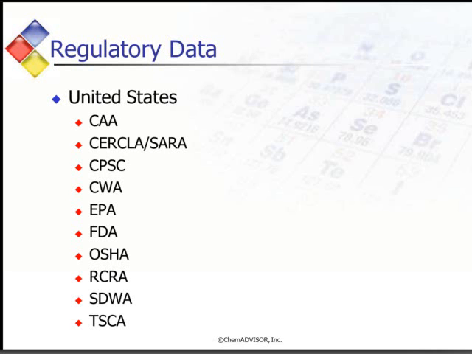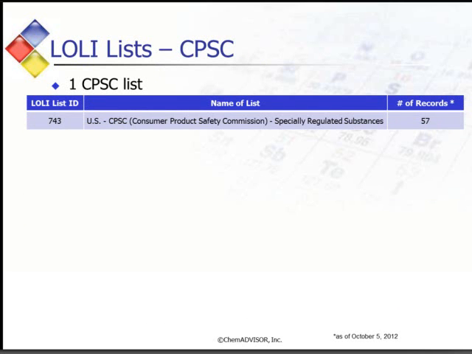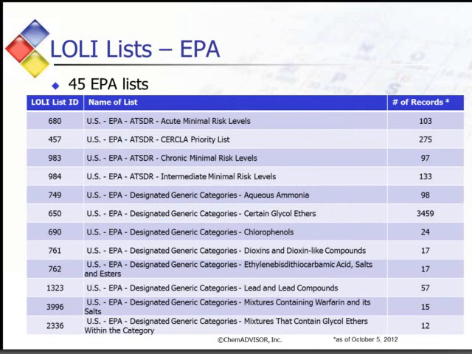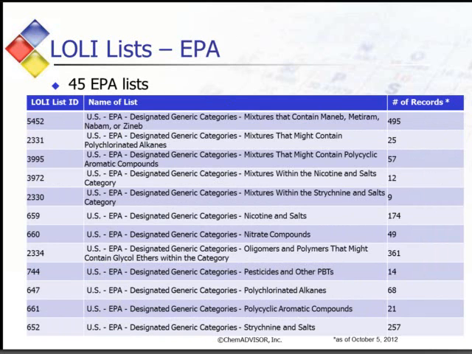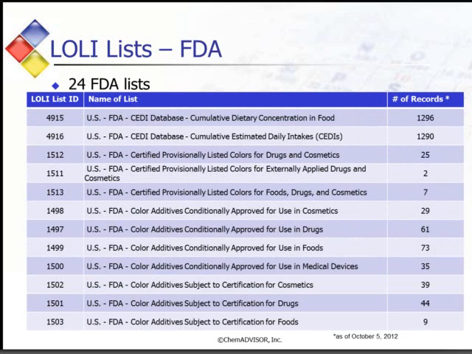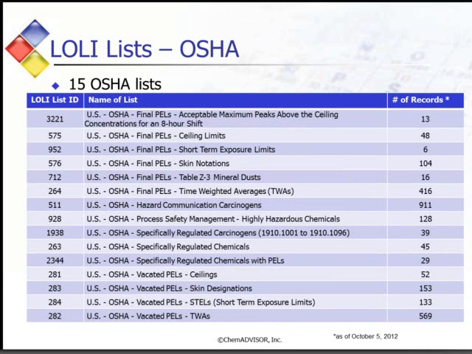We have Clean Air Act lists, the CERCLA-SARA list, Consumer Product Safety Commission, Clean Water Act list, lists from the EPA. We have 45 of those. And then the Food and Drug Administration, a number of lists, OSHA lists, again, occupational exposure limits, support Section 8 of the SDS. Also the hazard communication carcinogens and specifically regulated carcinogens.